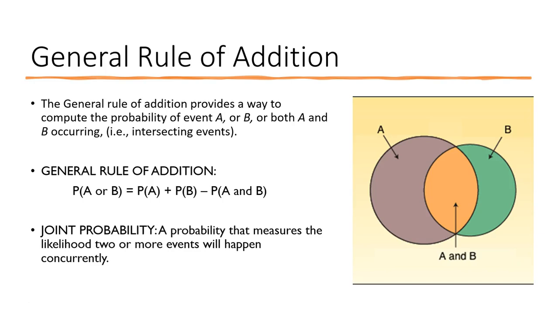With the general rule of addition, we're looking at two events, event A and event B, overlapping to illustrate the joint probability of A and B occurring. So looking at this diagram, that dark orange area is that overlap or that intersection that we talked about a few slides ago. And so with the general rule of addition, we're taking the probability of A, adding it to the probability of B, and subtracting the joint probability section, because that joint probability section is accounted for in both A and B. So we need to subtract at least one instance of it so that we're not counting those observations twice.